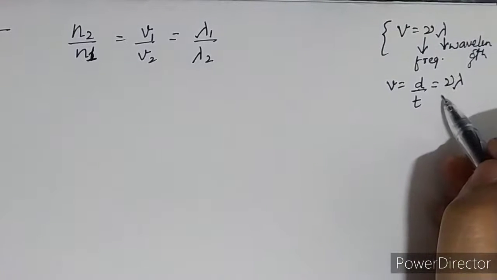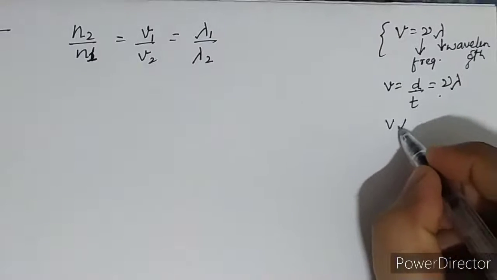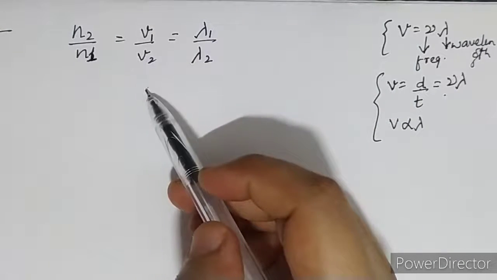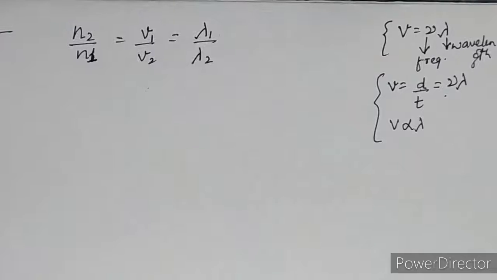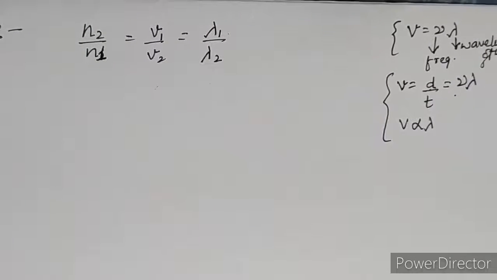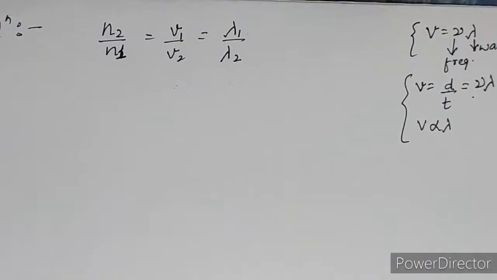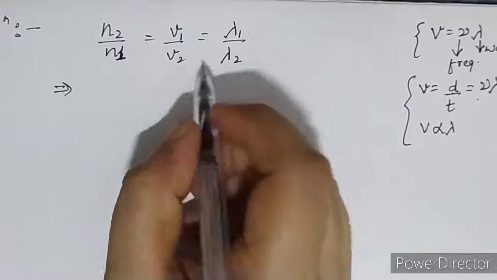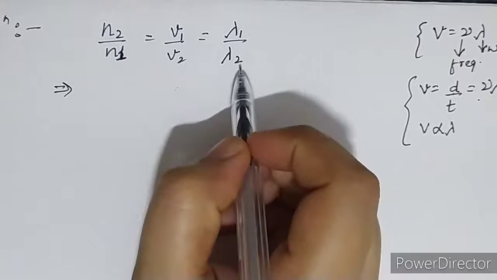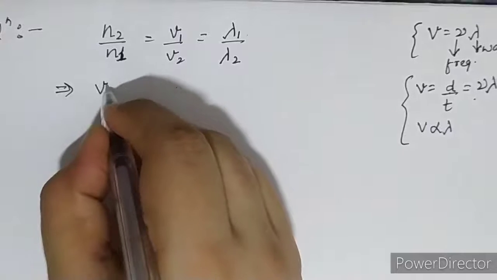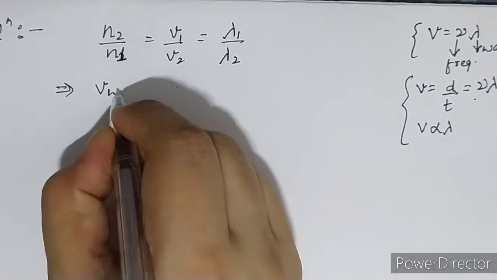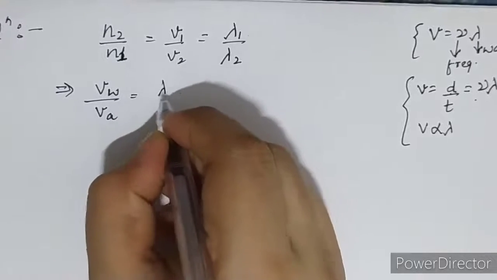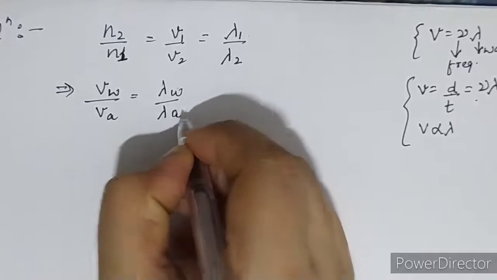So if the frequency is constant, the velocity is directly proportional to lambda. That's why when we take the ratio of V1 upon V2, the wavelength is also in the ratio like this. Now it is moving from air to water. So air is your first medium, water is the second medium. So we conclude that we have to find the velocity ratio, and wavelength has been given in the question. So it means water to air, and this is also water to air.